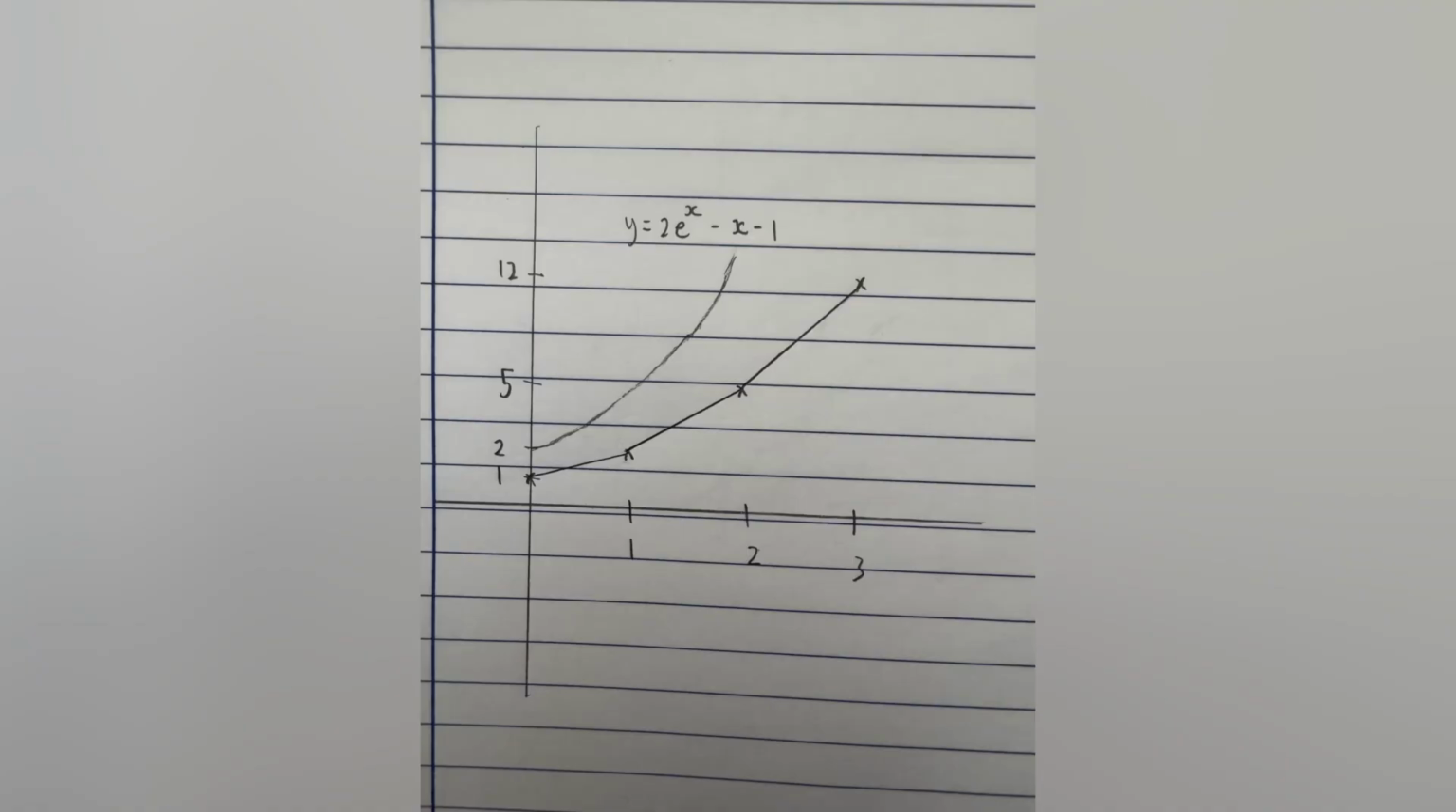As we see here, I plotted out the points to compare it with the graph of the equation y equals 2e^x minus x minus 1. And as expected, the method helped us find the approximate answer of the graph.